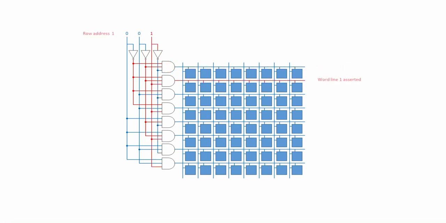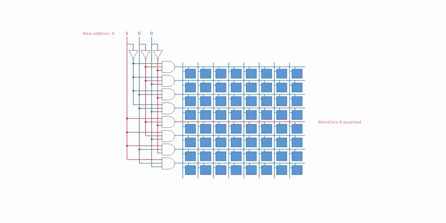Now the row address 001 is applied to the inputs, and a different combination of lines inside the decoder are now high. Only the second AND gate down has three inputs which are high, so only the second word line, word line 1, is asserted. This is row address 010, the number 2 in denary. Word line 2 is asserted. This is row address 011, 3 in denary. Word line 3 is asserted.